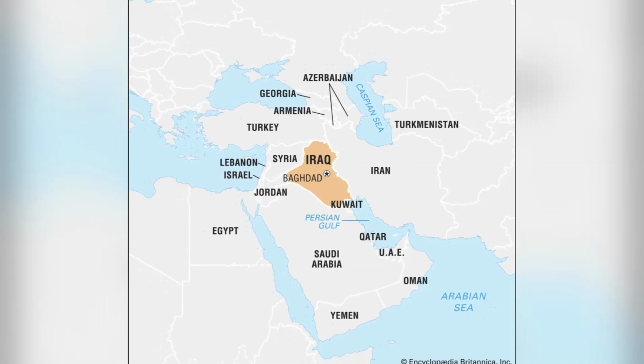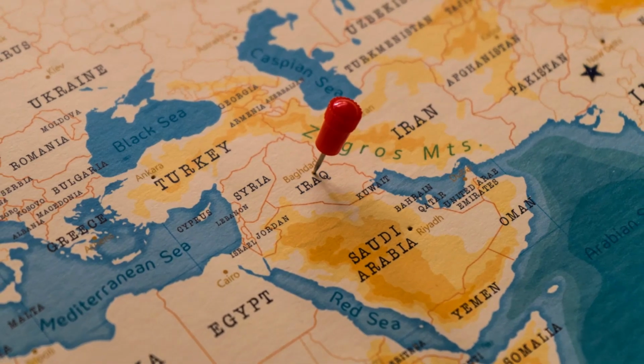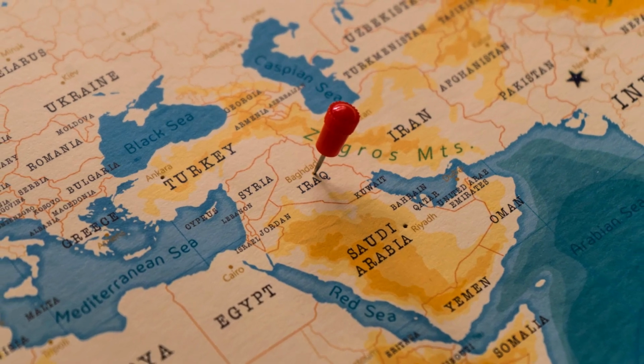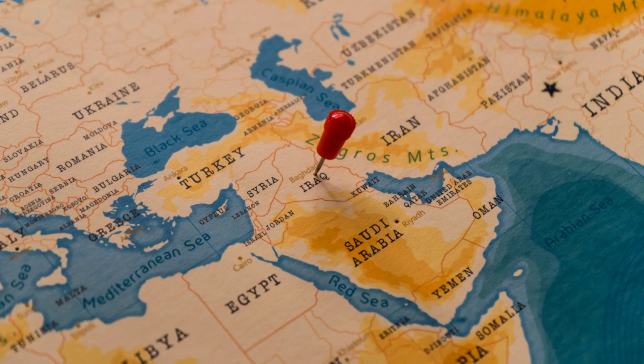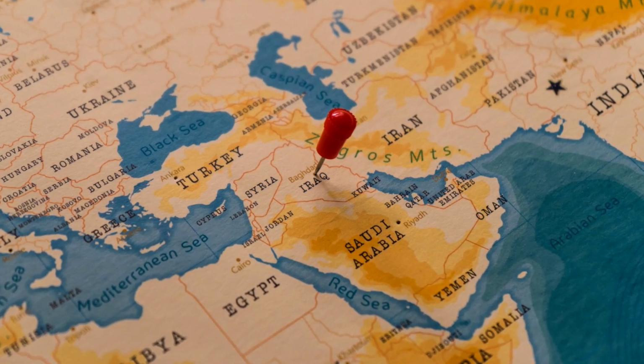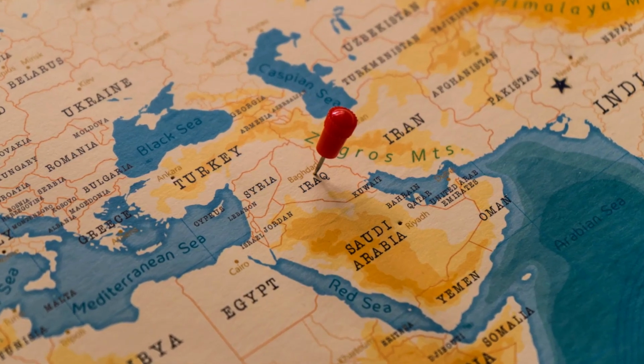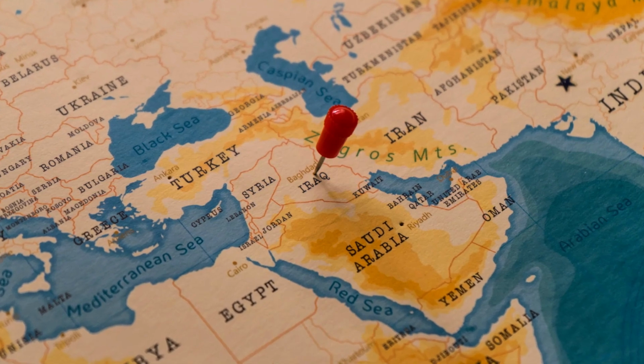Geography. Iraq's geography is diverse and characterized by a combination of deserts, fertile plains, and mountainous regions. The country is situated in the heart of the Middle East and is known for its historical significance as part of the ancient region of Mesopotamia.